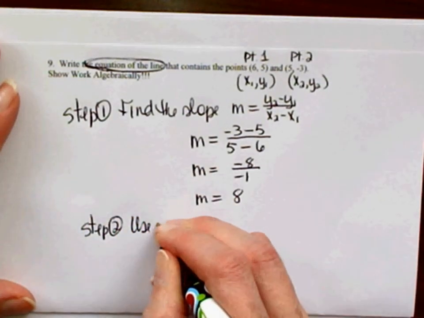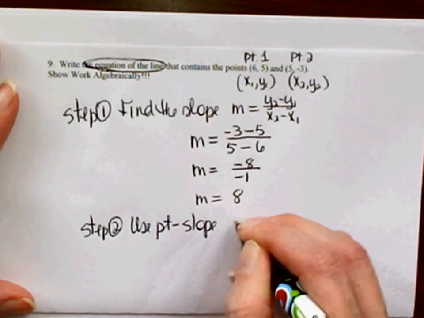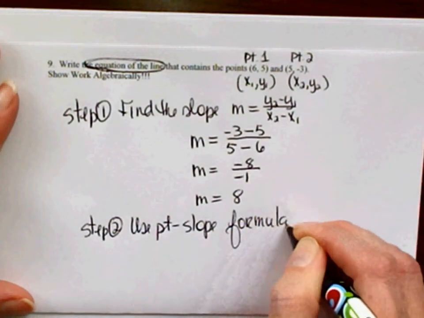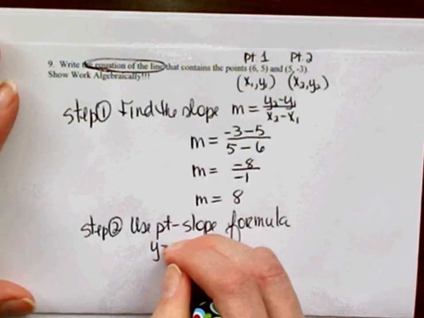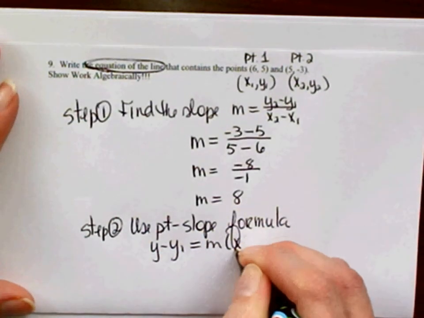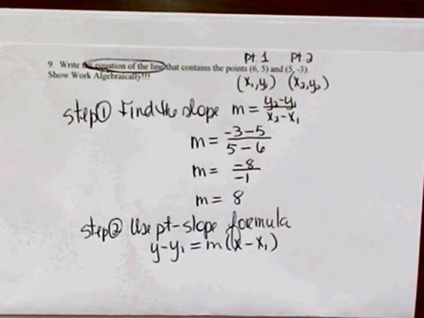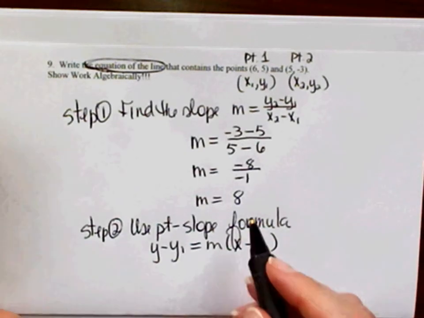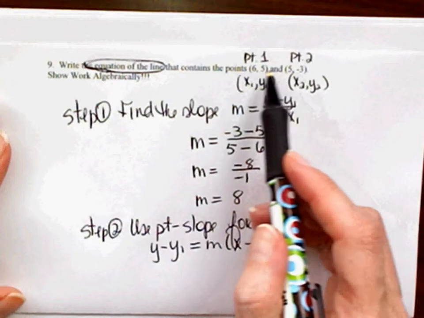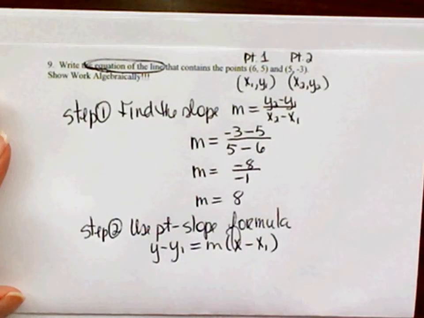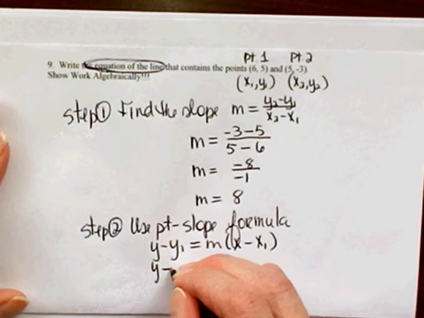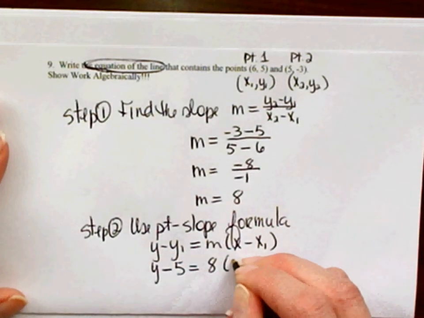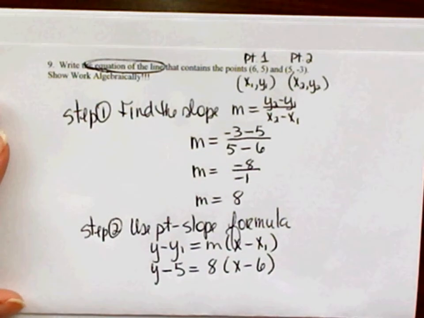We're going to have to use point slope. The point slope formula is y minus y sub 1 equals m times x minus x sub 1. I would suggest writing the formula because it helps you. And we're going to plug in. We have our slope. It doesn't matter which point to use in the formula. I'm sure you're going to end up picking (6, 5) because the coordinates are positive. It's a little bit easier to work with. So y minus 5 equals 8 times x minus 6, just plugging into the formula.